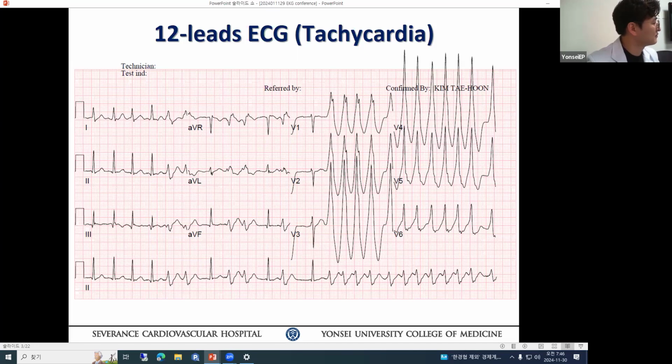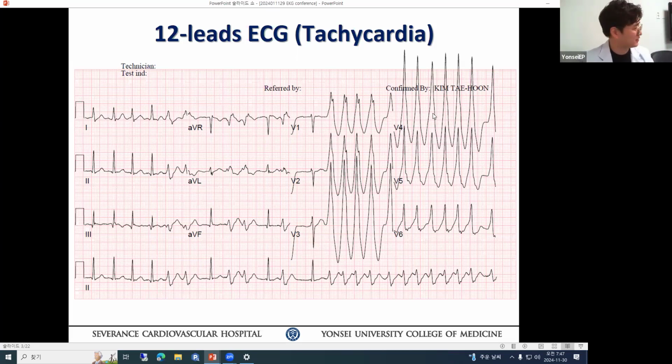Number of VT votes? VT, 0. Aberrancy, 1, 3, 4. And pre-excitation, 4, 5, 6. So pre-excitation is the highest number. Okay, so tell us the story.